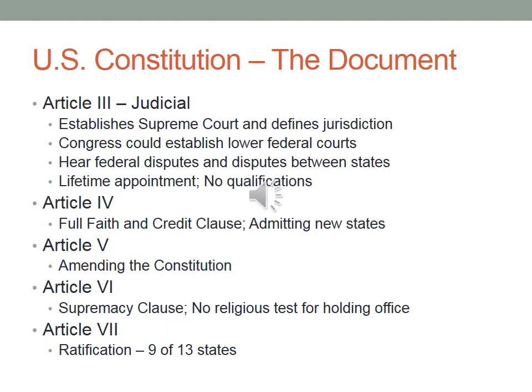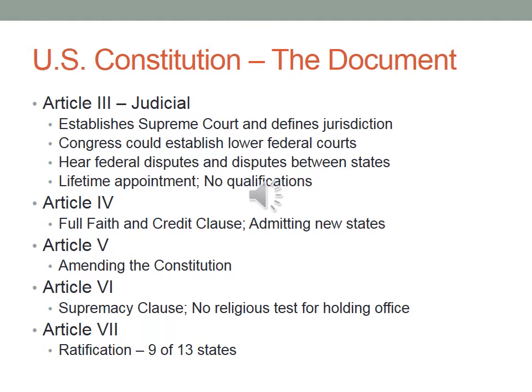Of course, the members of the Constitutional Convention knew that the country would grow over time, and by giving Congress the power to establish the lower federal courts and determine how many there would be, it allowed the judicial branch to grow and the courts to grow without having to change the Constitution each time.